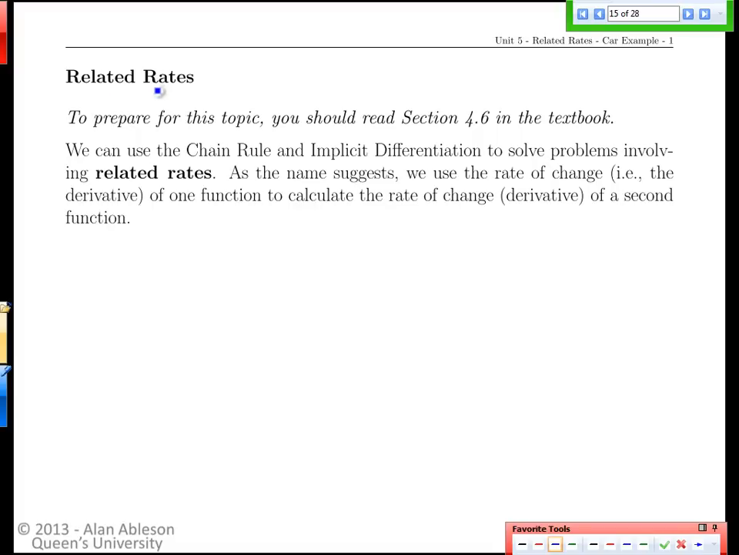We're now going to study related rates. Related rates are essentially word problems where we use the chain rule and implicit differentiation to decide how various rates of change, derivatives, are tied to one another, are related to one another. This is most easily seen through examples, so let's jump right in.